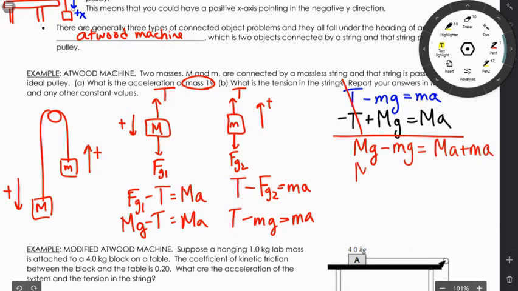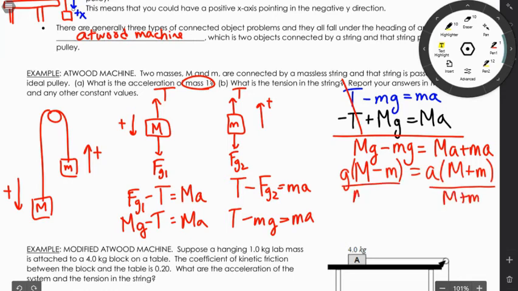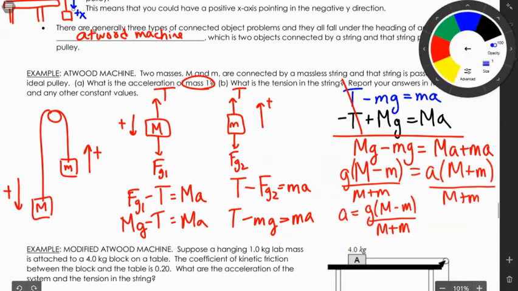And I can factor out a g here, so it's going to be g times big M minus little m. Factor out an a here, because that's what I'm looking for, big M plus little m. All right, I'm going to divide both sides by big M plus little m, and here's my acceleration. Acceleration equals g times big M minus m over big M plus m. And I'll tell you this is the signature of an Atwood machine. At some point in time, you're going to divide by total mass.